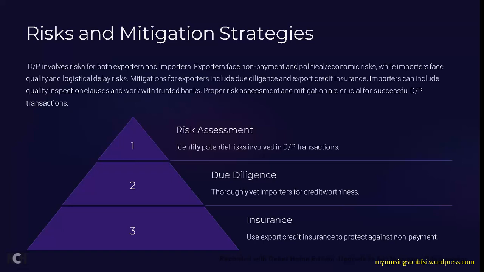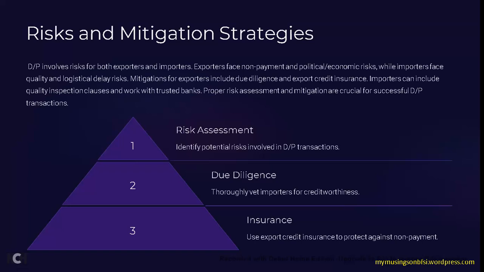What's the mitigation? Mitigation is thorough due diligence before agreeing upon documentary collection as a payment method, and standardization and uniformity in the documents that are required or called for to be presented under the documentary collection mechanism. Another way is to insure the shipments against non-payment risk through export credit insurance. For the importer, quality or inspection certificates can be called for as a document to be presented under the sales contract, and they can work with trusted banks to ensure smooth processing.